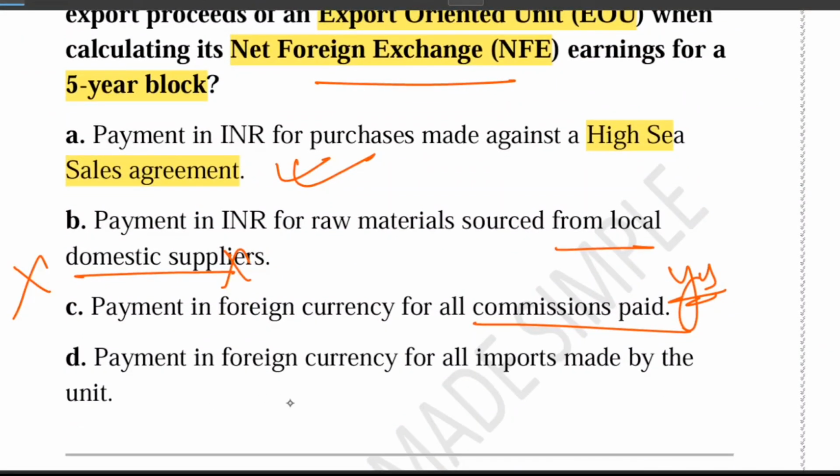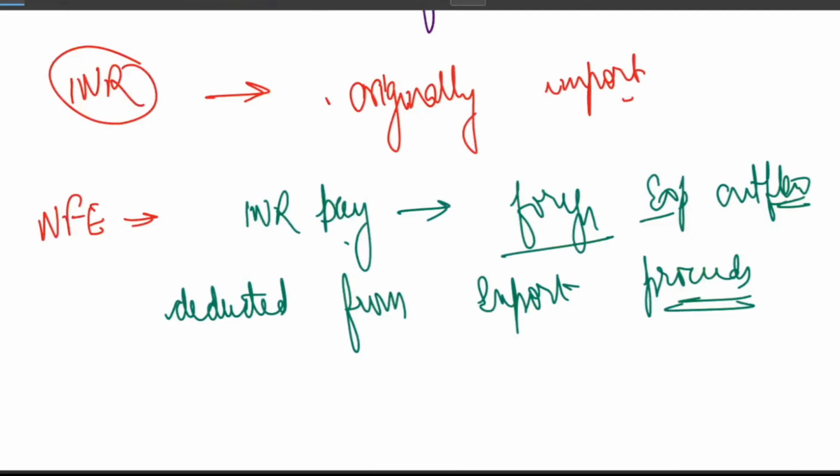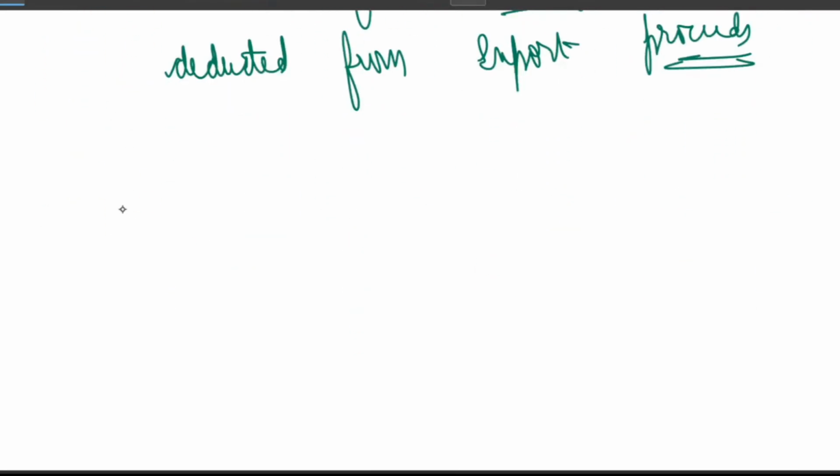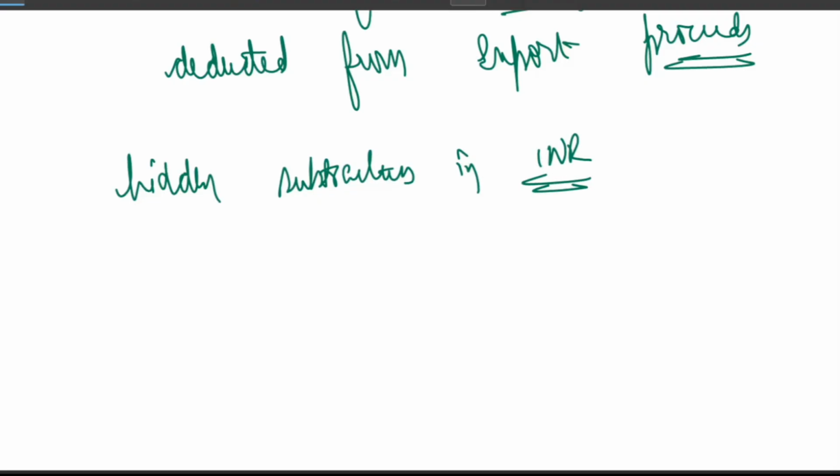What about D? D is all about import in foreign currency. So definitely deducted. You have heard about the CIF value, cost and freight value. But again, the question highlights the HSS logic. One way to remember HSS: hidden subtraction in INR. You can think of it like this: even if payment is in INR, it hides an import.